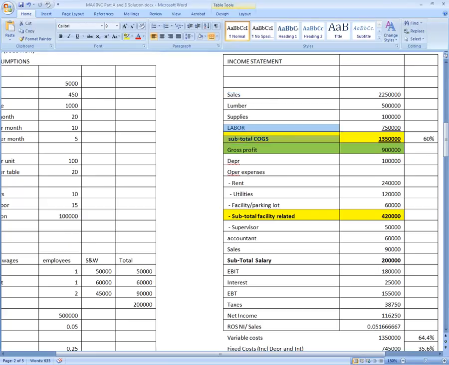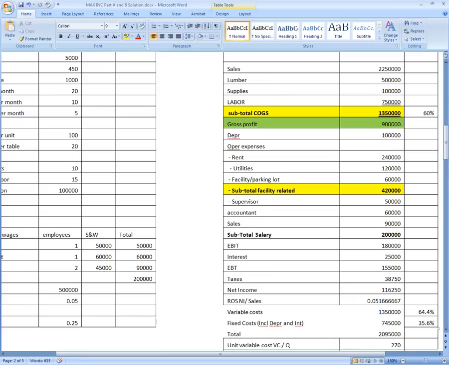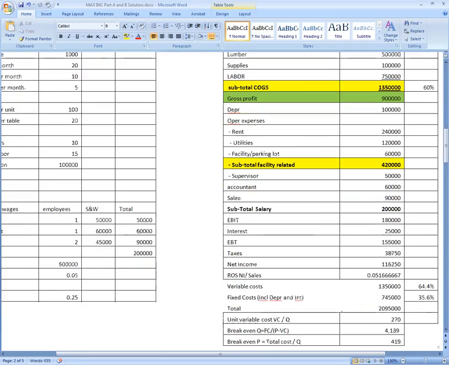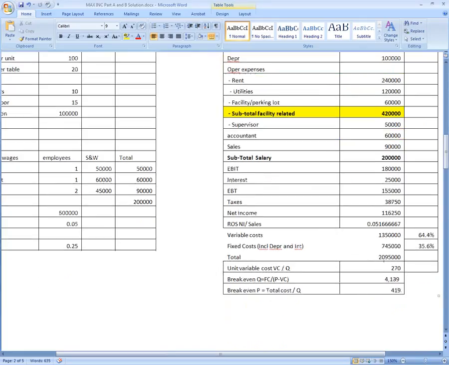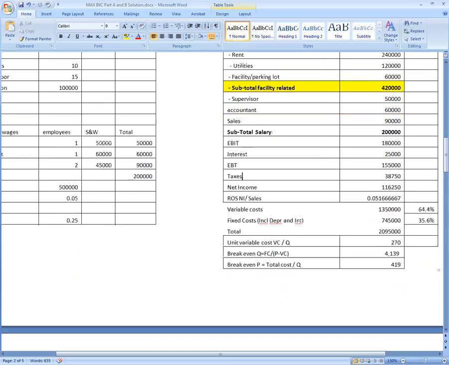In this case, there are three pieces to the cost of goods sold: the lumber, the supplies, and the labor. We calculate that, and then we start to look at our fixed cost, the depreciation, the operating expenses, salaries. Then we get to the earnings before interest and taxes. We get the interest, earnings before taxes, net income, so on. Then we get the variable cost, which is your cost of goods sold. Fixed cost is all our costs, including depreciation, interest.